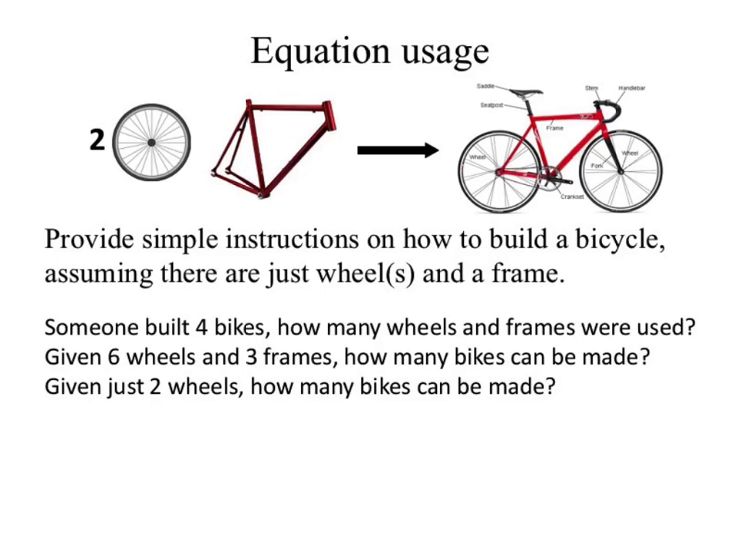Chemistry, and I admit that I'm guilty of this and I do try to fix it, reads this as given just 2 wheels and an excess of frames. It doesn't say that, but we mean it. How many bikes can be made? 1. It drives me nuts, just for the record.